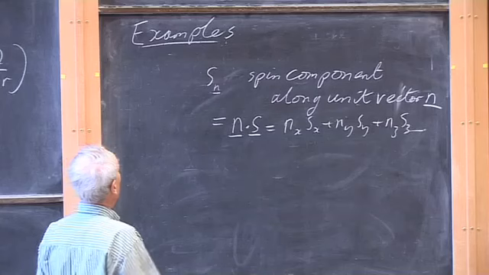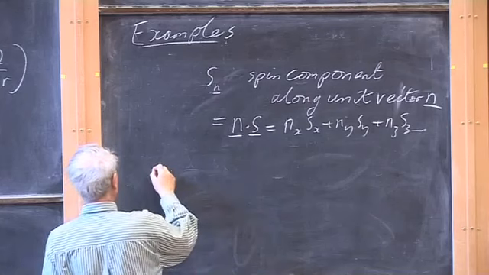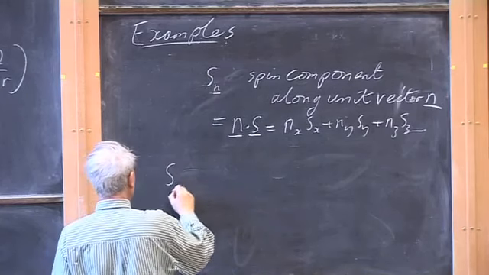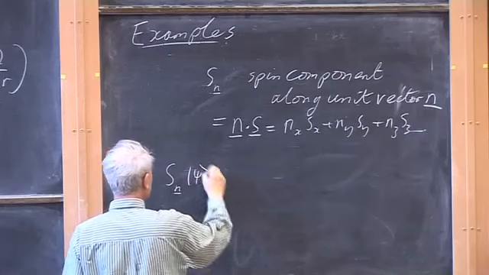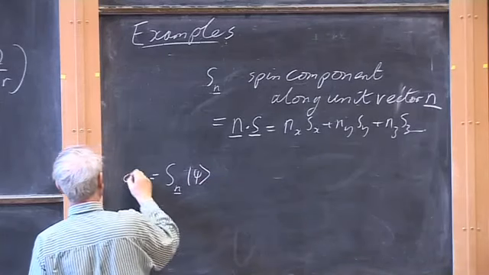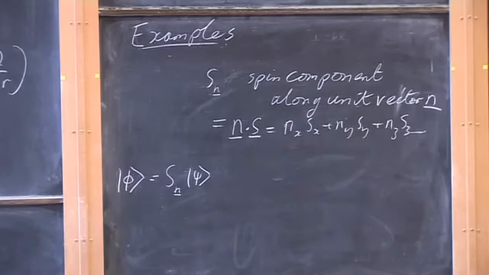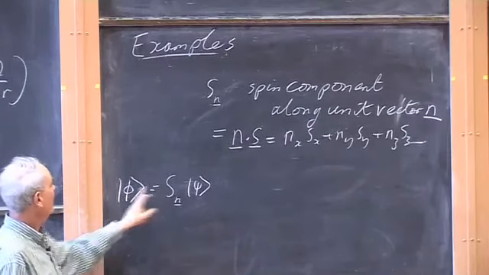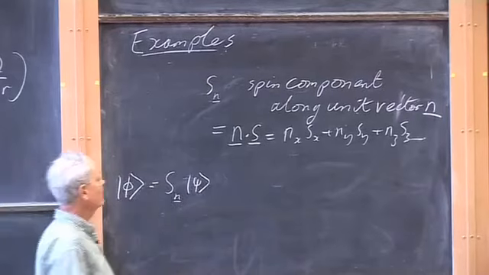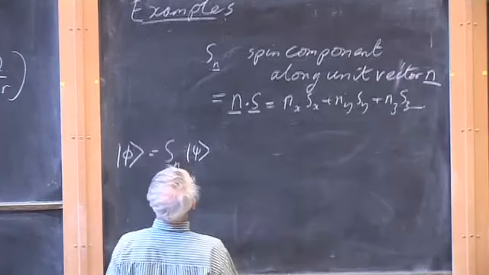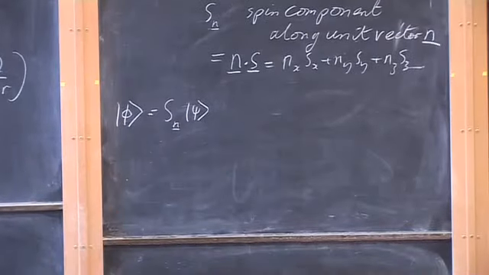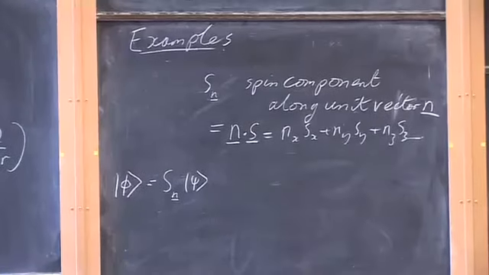And I would like to do calculations like, if I do Sn on a psi, what do I get? I get some new state, phi, say, all right? This is an operator. I use it on a state. I get a new state. I want to be able to do calculations like this. We'll find this is crucial.